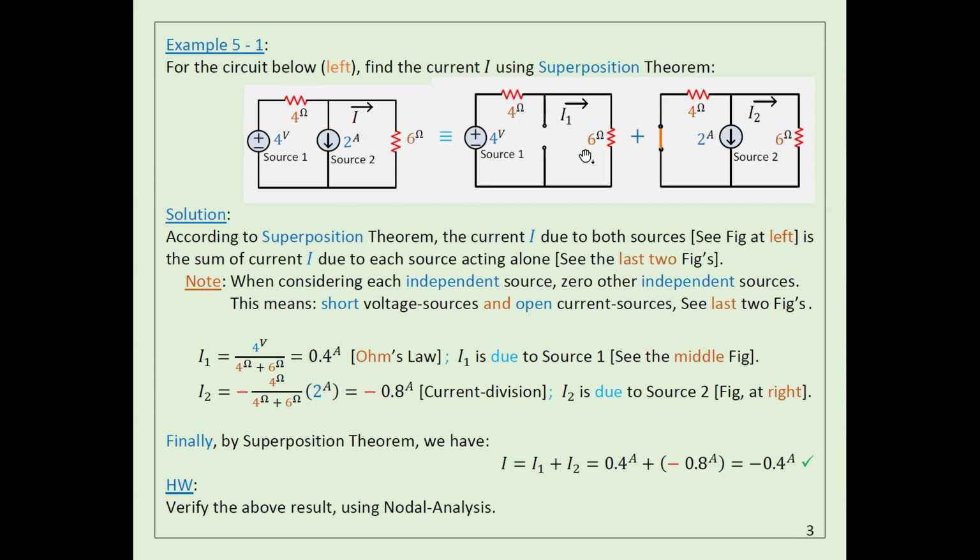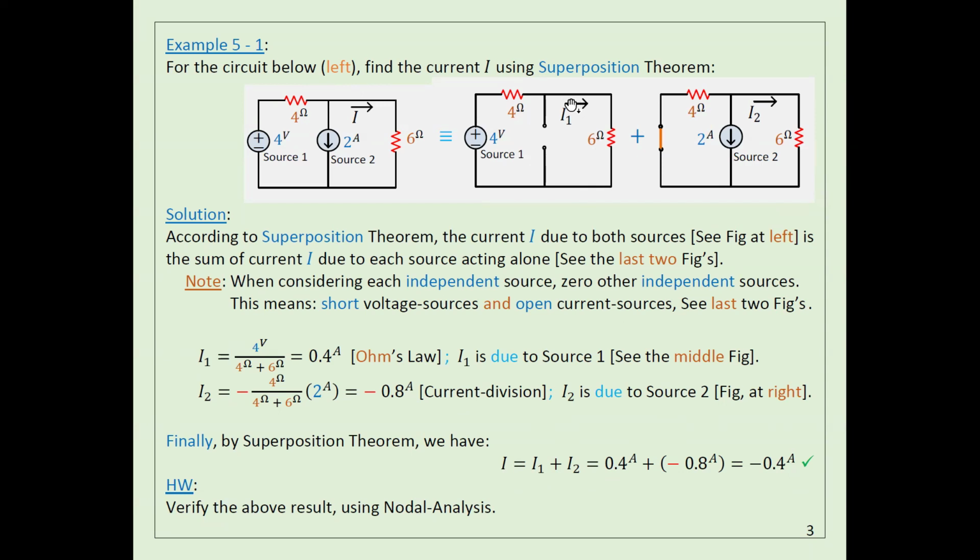So let's do it. Again, I want to get the current here, so I need to get I1, which is the contribution of this source, and cancel the other one by open circuit. Same thing here: I need to get I2, which is the contribution of this source to I, so I keep this one and cancel this one here. Once I find I1 and I2, I say I equals I1 plus I2. Is that okay?